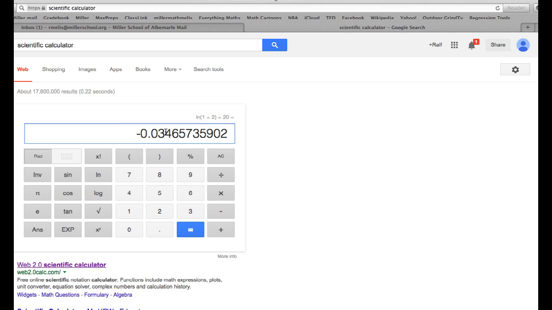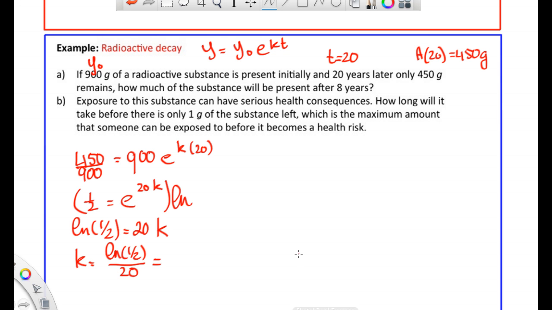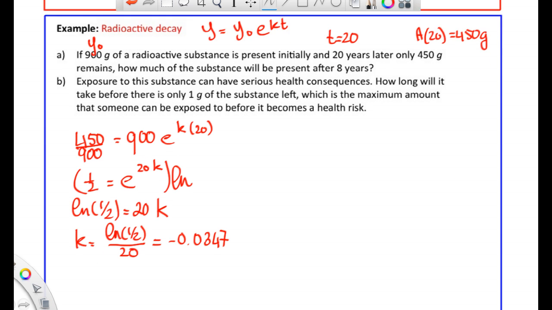If you just use a negative 0.03 here, your answer is going to be way off. So I would say you want to use at least three digits other than 0. The first two zeros to me don't count, so I'm just looking at 3 values here. That's what I'm going to carry with me in terms of decimals. So negative 0.0, and then I said 347. So that's k.